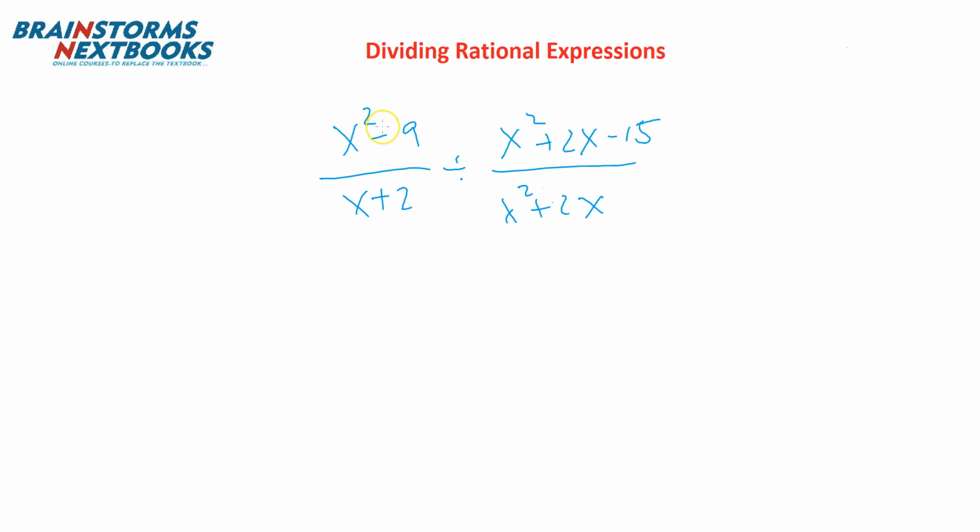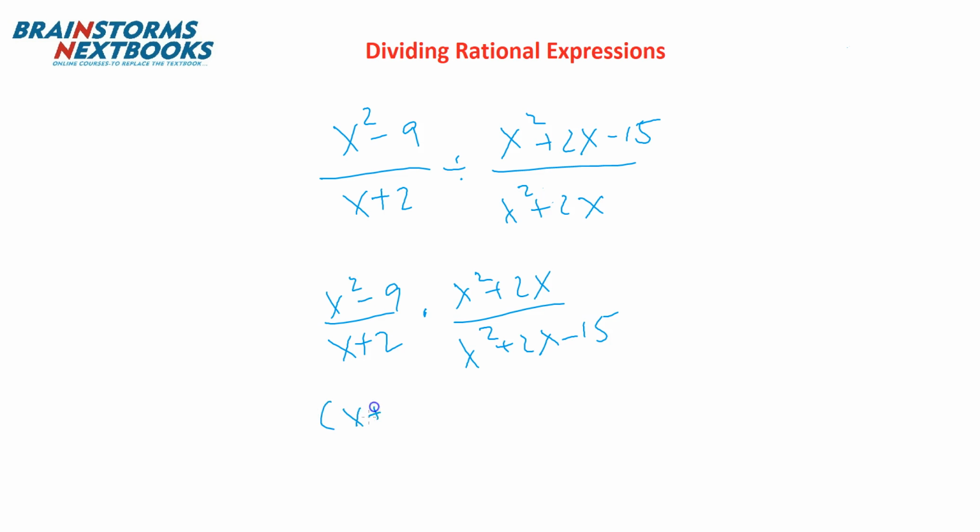So, okay, let's look at this one. Again, we're not really thinking yet. We have x squared minus 9 over x plus 2 times the reciprocal, x squared plus 2x over this sucker here, x squared plus 2x minus 15. And now we can factor. Again, I secretly knew that this was a difference of squares, so I could have done this step right now, which is x plus 3 and x minus 3.